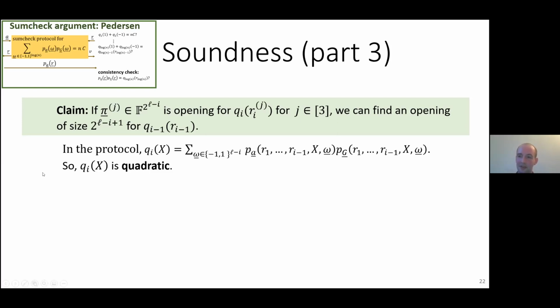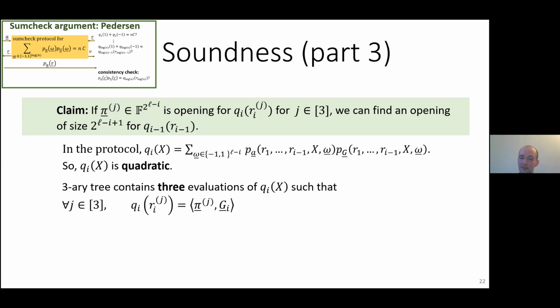Okay, so since all of the prover's sumcheck polynomials are defined in terms of these multilinear ones, we can show that all of them are quadratic polynomials. And it's a 3-ary tree that we're dealing with. So at each step in the 3-ary tree, we're going to have openings for 3 evaluations of the ith sumcheck polynomial, qi. Okay.